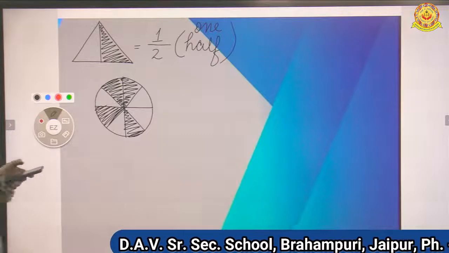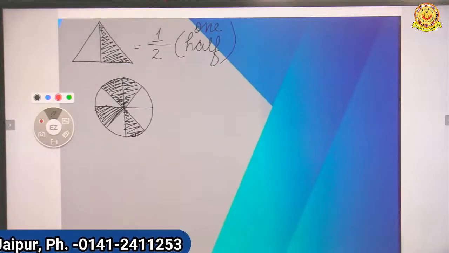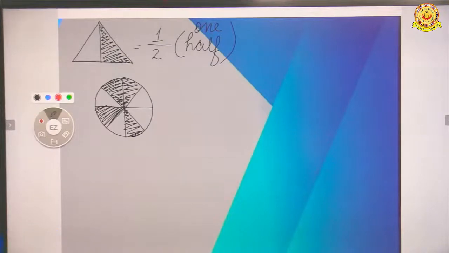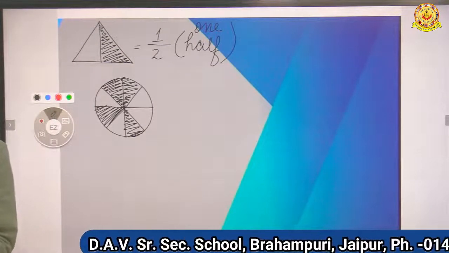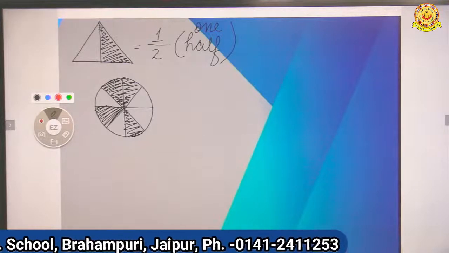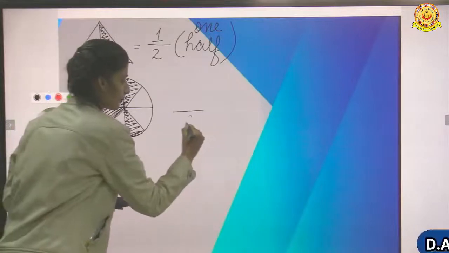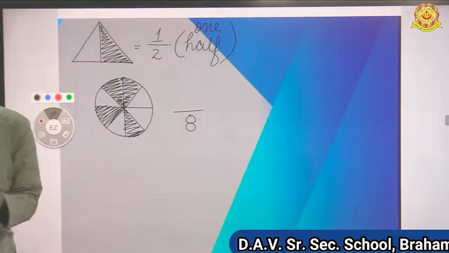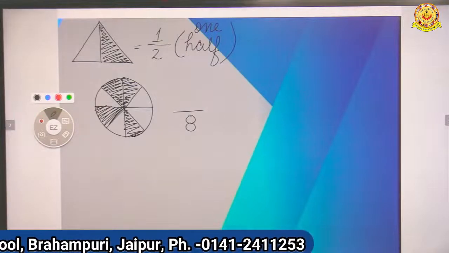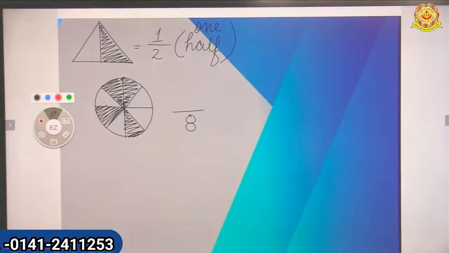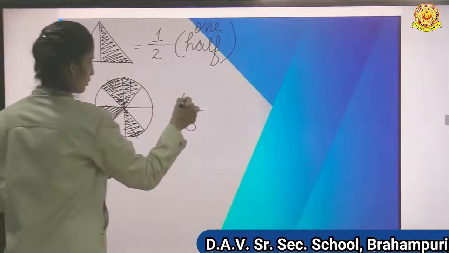Why? Sit down, all of you. How many total parts are we having? 8. The total parts are to be written under or below the fraction bar, that is said to be the denominator. So what is the denominator? 8. Is that clear? Yes. Out of these 8 parts, how many parts have we shaded? 1, 2, 3, 4. 4/8.